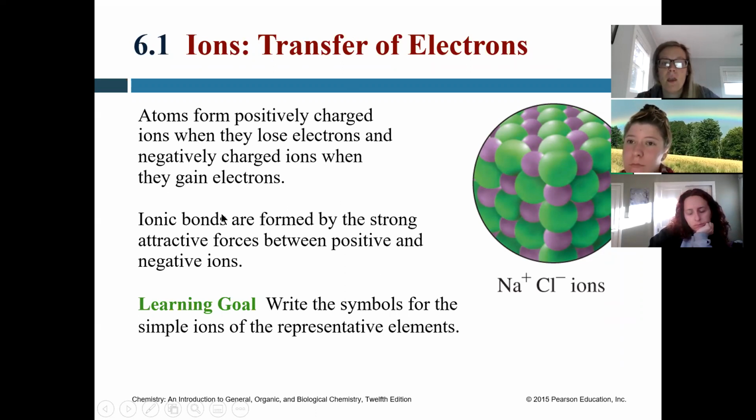All right. So ionic bonds are formed where you have a positive ion, like let's say this Na+, and a negative ion, like this Cl minus, and they stick together, just like a positive and a negative side of a magnet would stick together.